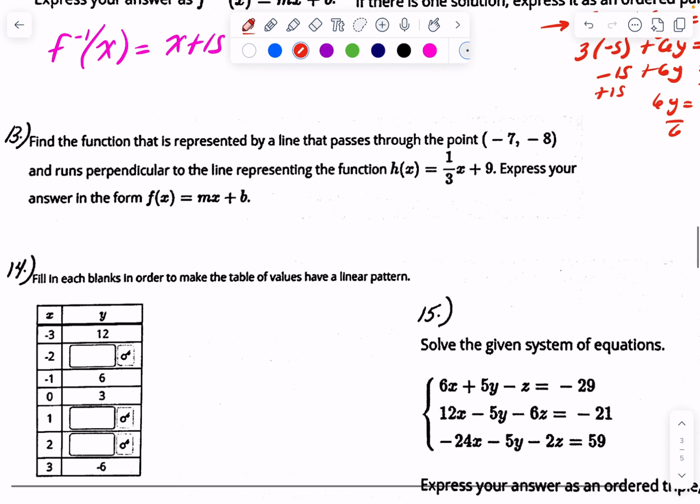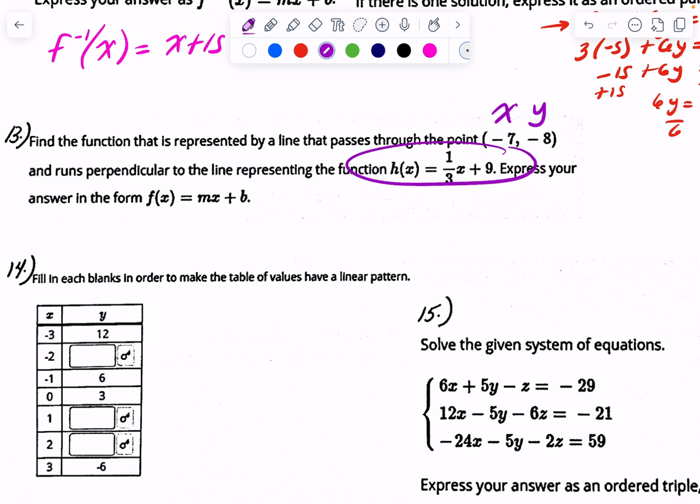Okay, it says find the function that represents a line that passes through this point. See, it's not a y-intercept, it's passing through this point and runs perpendicular to this function. So the first thing you're going to do is say, okay, the y-intercept here literally doesn't help me at all. The only thing that helps me is the slope.